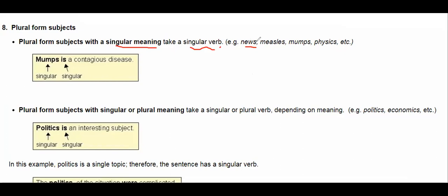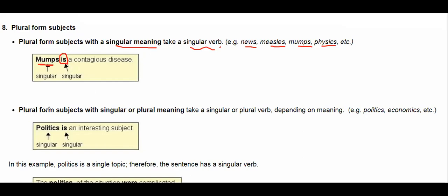considered single. News, measles, mumps, physics, etc. These words look plural, and they are spelt plural as well, but their meaning is singular. Mumps is a contagious disease. Because it is a plural form of the subject, but it is considered singular. That is why your verb is going to be singular. Mumps is a contagious disease.